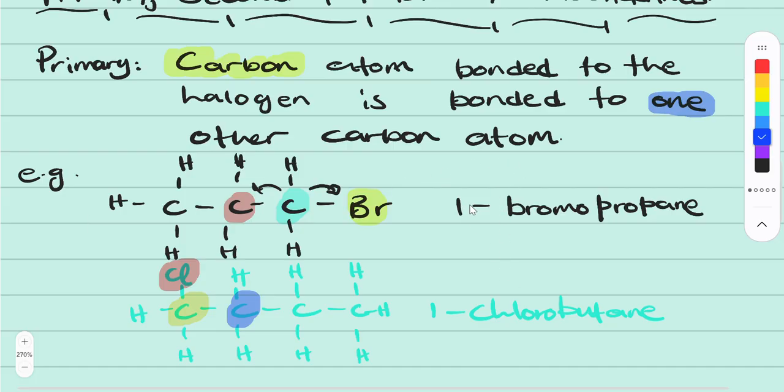And you will see that anytime you have a primary haloalkane, you're going to have your halogen on the first carbon. So it's going to be on the first carbon. So then it's going to be 1-bromo, 1-chloro. That's what's going to happen.